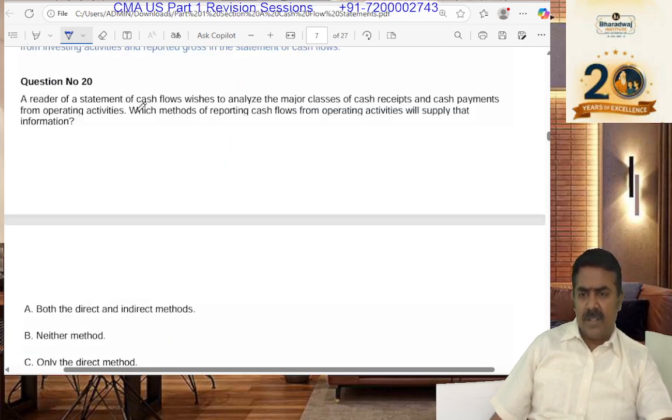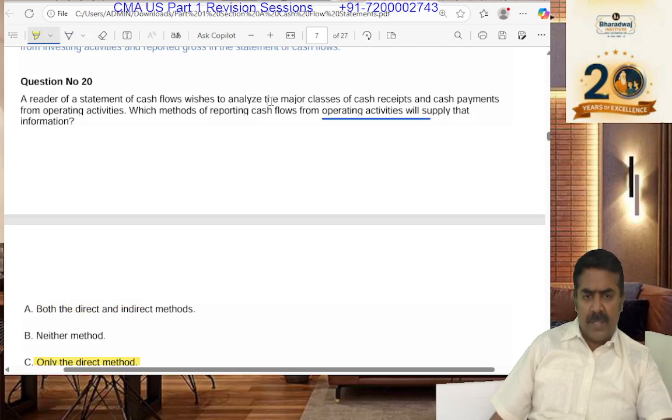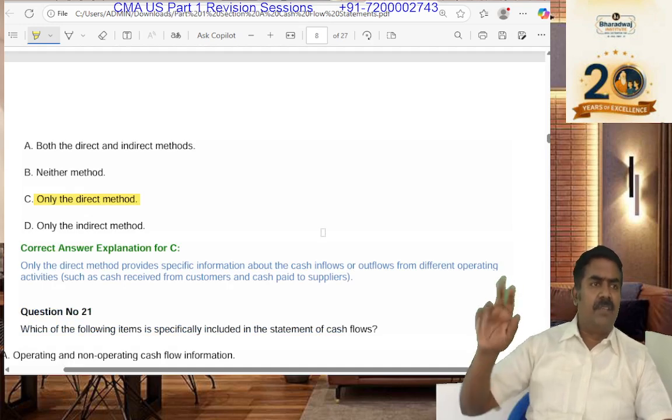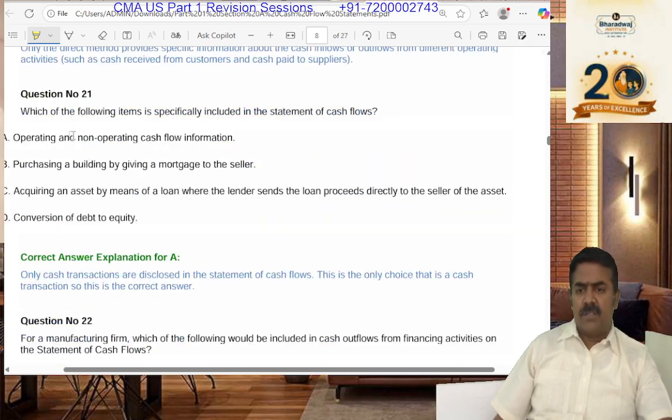Question number 20. A reader of the statement of cash flows wishes to analyze major classes of cash receipts and cash payments. Which method of reporting cash flow from operating activity will supply the information? Direct method. Only the direct method will show the major classes of cash receipts and payments. Receipts minus payments, we do it under the direct method in operating activity. In the indirect method, we do the reverse. Answer is C. Which of the following items are specifically included in the statement of cash flows?